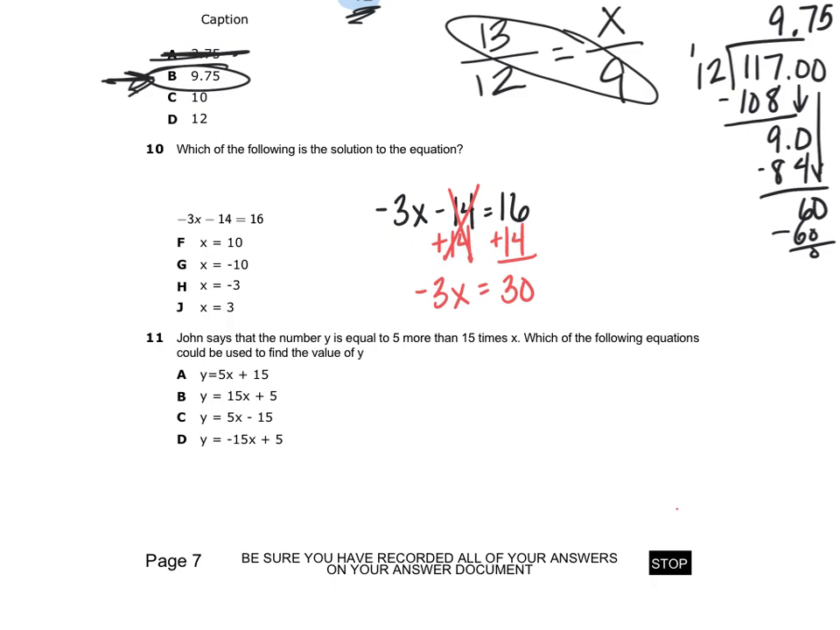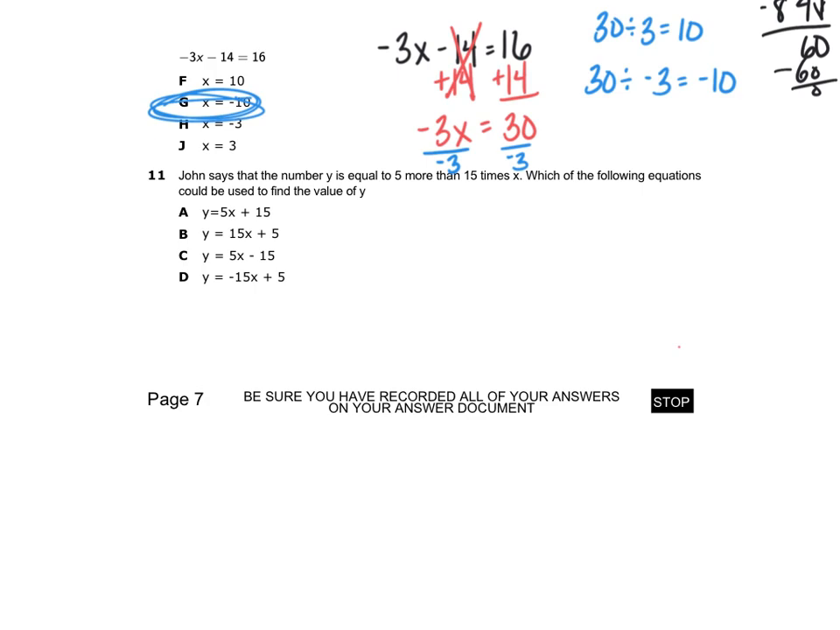This is multiplying, so I'm going to divide both sides by negative 3. 30 divided by negative 3 is negative 10. 30 divided by 3 is positive 10. So 30 divided by negative 3 should be negative 10. G is my answer here.